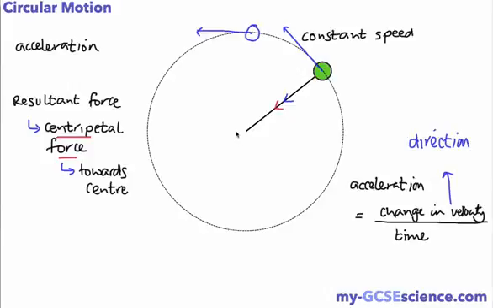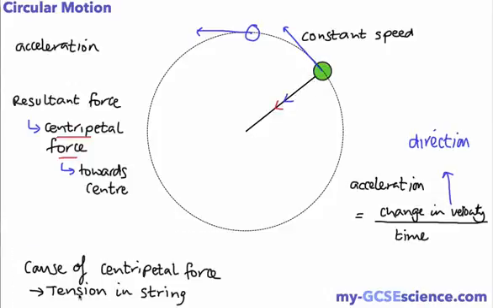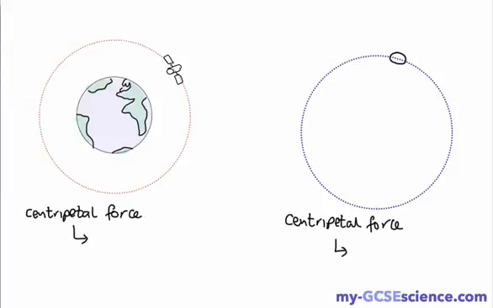Now the next thing we have to look at is, in this case, what's actually causing that centripetal force, what's causing that resultant force towards the center. And for this example, it's the tension in the string. There is tension in the string that is causing that centripetal force, which in turn is causing the acceleration in a circle. So there's a couple of tricky points there that you need to know and remember. I've got a slide at the end which summarizes all of it, but this is really the reasoning behind it. A couple of other examples.